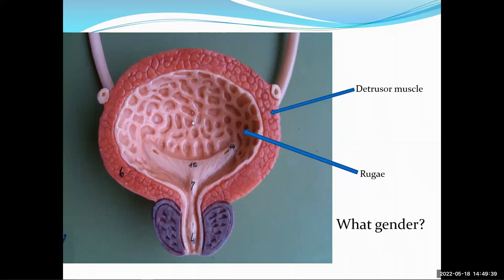what type of epithelia is located here? Think about the glasses. What type of epithelium? Transitional. Well done. Let's go.